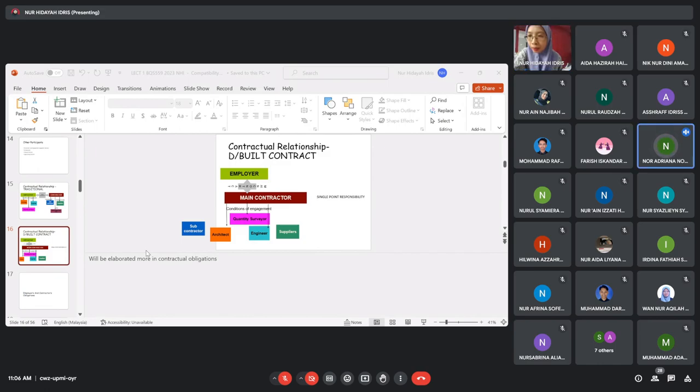So I can say it diminishes the liability. Hence all the design liability will be transferred to the main contractor. Instead of, if you look at traditional, instead of the consultants working under the employer. Name one boy to summarize, final summary before I move to the next slide.